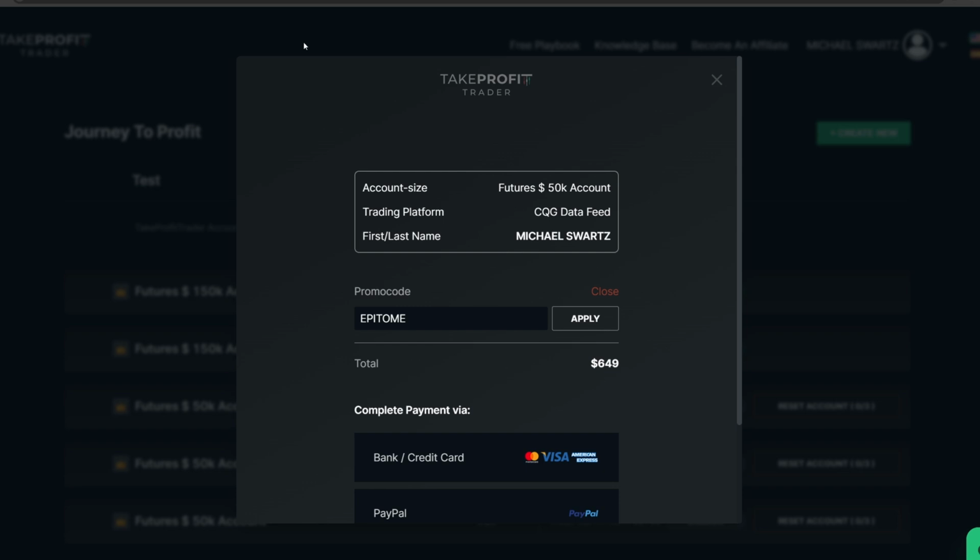Would it be better for you to put yourself in the penalty box, work back towards that funded account, or should you just go right ahead, pay the additional money to get right back into a funded account? Let me know in the comment section down below. Have you guys ever reset a funded account with Take Profit Trader?